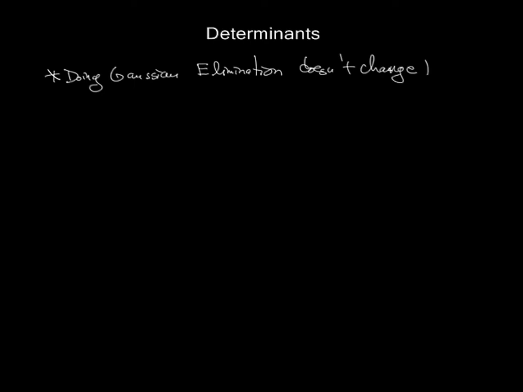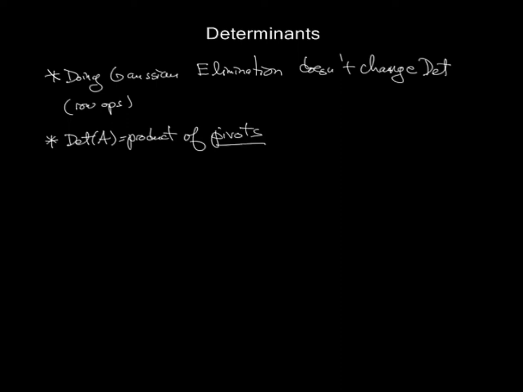All right, so finally let's talk about Gaussian elimination. It's an important property of determinants that Gaussian elimination doesn't change the determinant because you're doing row operations. So in particular, you know that the determinant of a matrix is the product of its pivots. And in fact, that's one way of calculating the determinant, by using Gaussian elimination.